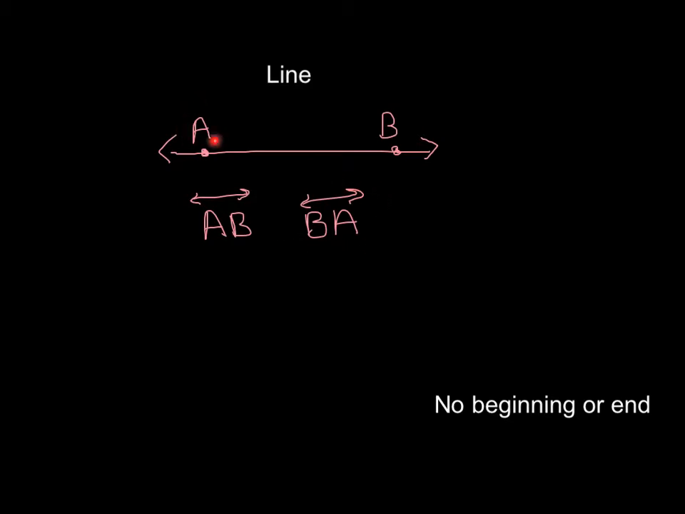It doesn't matter what letters are up here. We could have ended up writing that this was a C and a D, and then down here we'd label line CD and DC.